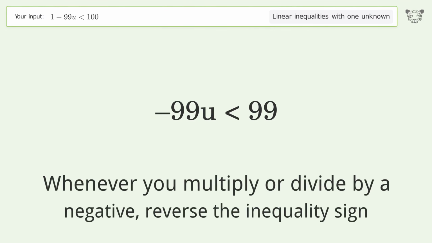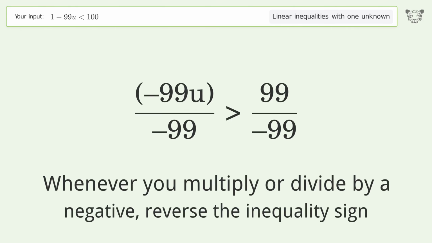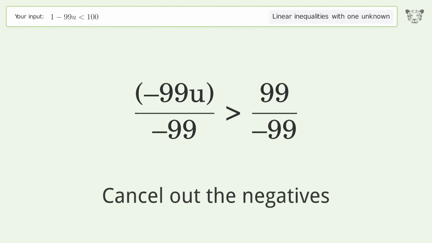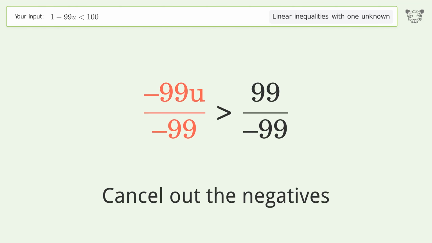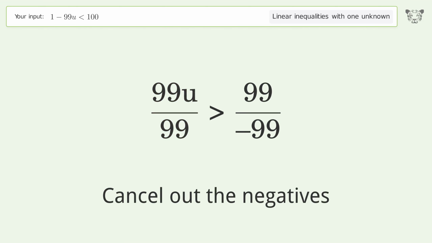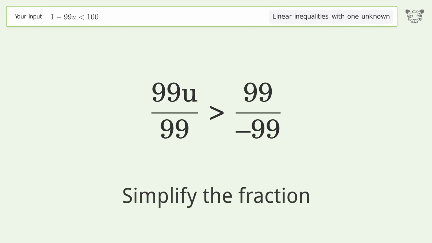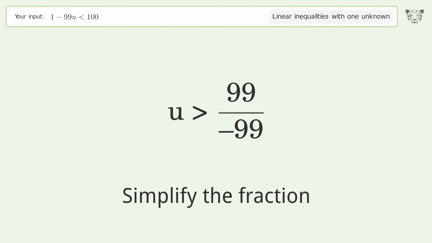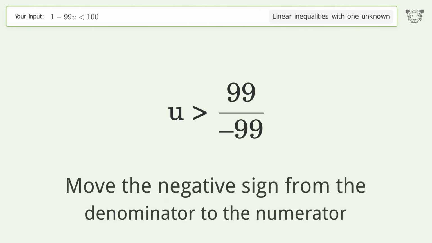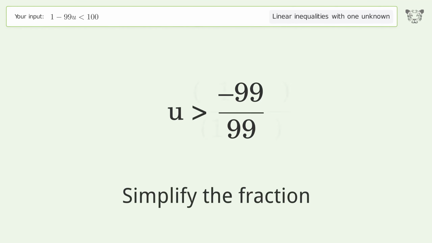Whenever you multiply or divide by a negative, reverse the inequality sign. Cancel out the negatives. Simplify the fraction. Move the negative sign from the denominator to the numerator. Simplify the fraction.